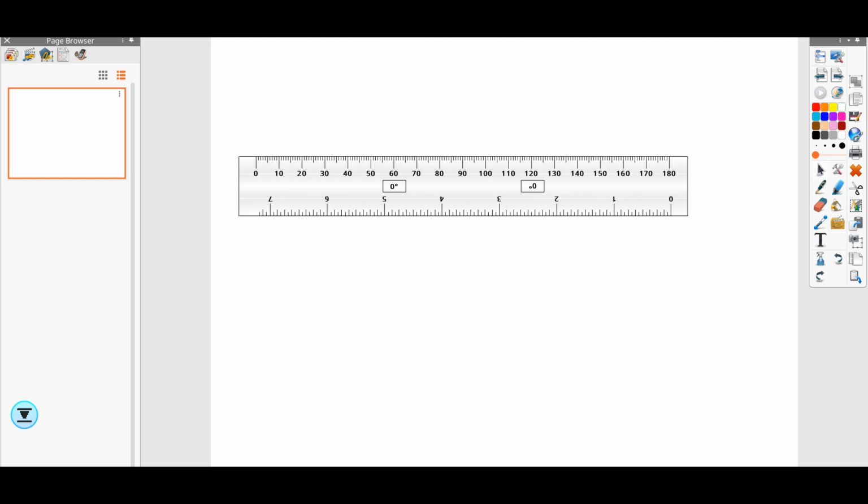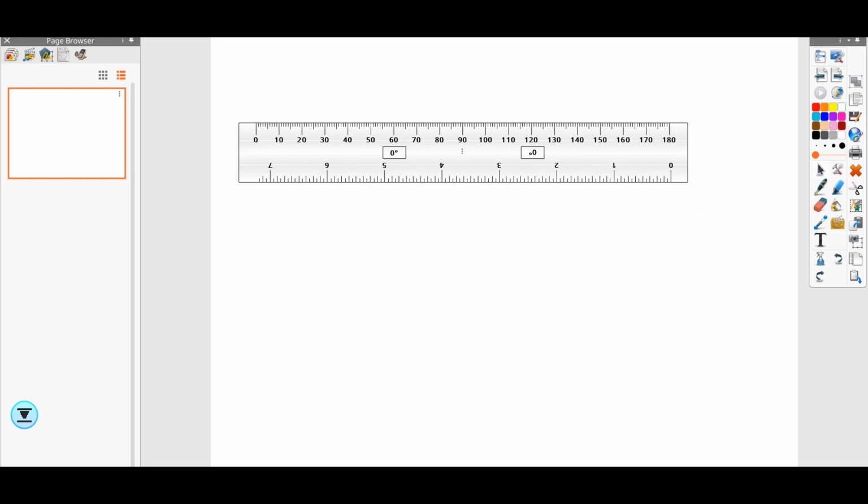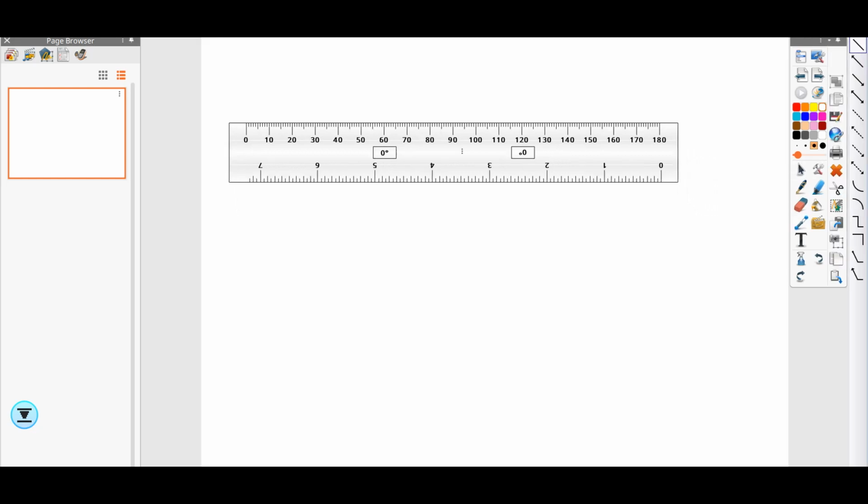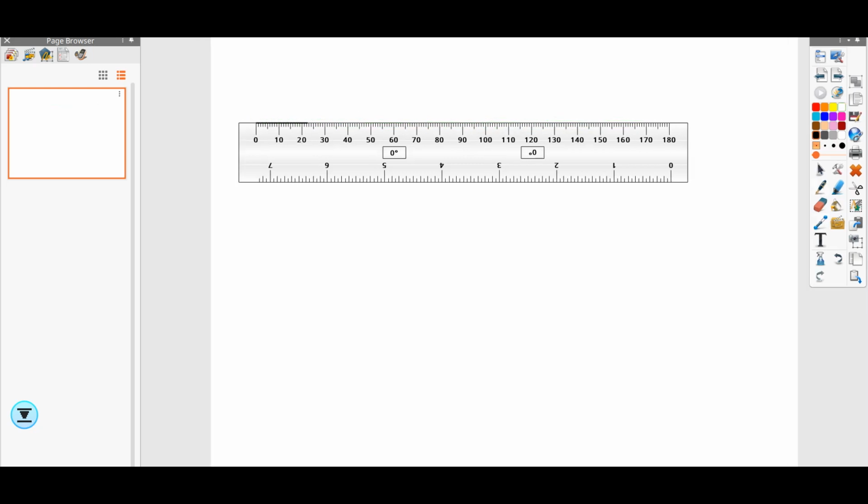Okay, so I've got a ruler here. So what I'm going to do is draw a line which is 18 centimeters long. I'm going to try and do it to scale on the board. So 18 centimeters. And then what I will do is draw a line which is 24 centimeters.